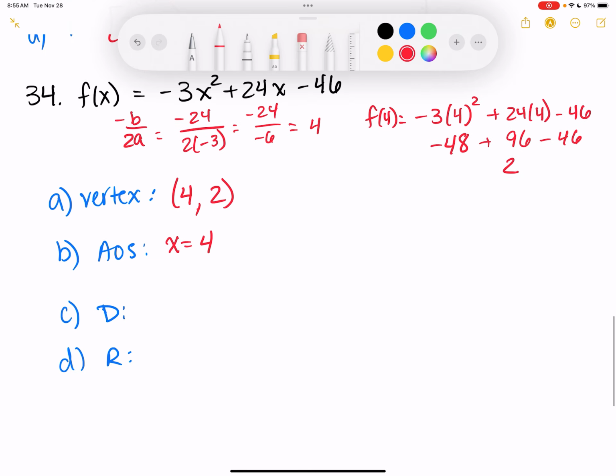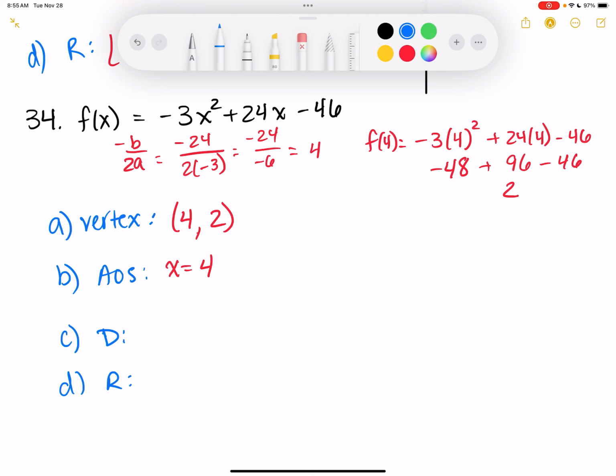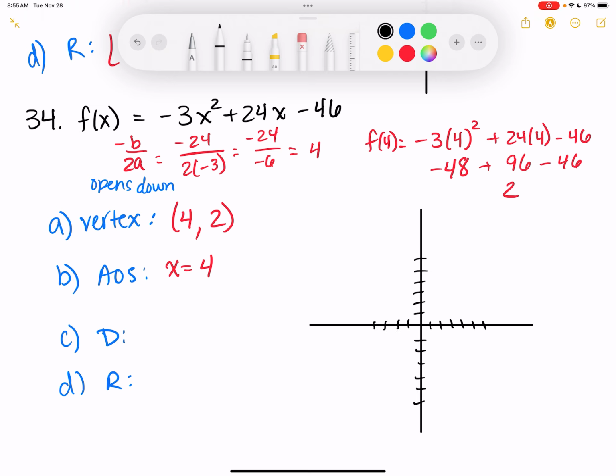All right, which way is this one going to open? Opens down. So the axis of symmetry is at x equals 4, and the vertex is at 4, 2.